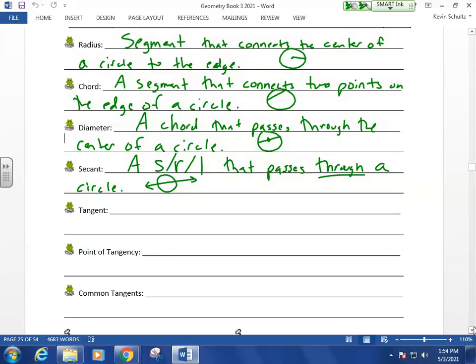Tangent. How annoying that they use a similar word for two completely different things. You've got tangent ratio in a triangle. You also have the tangent of a circle. A tangent is a segment, ray, or line that touches a circle at exactly one point.